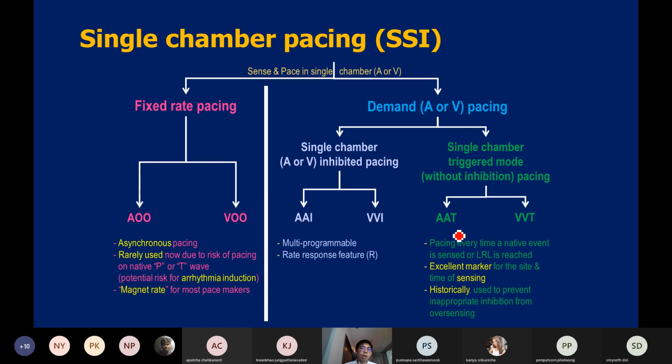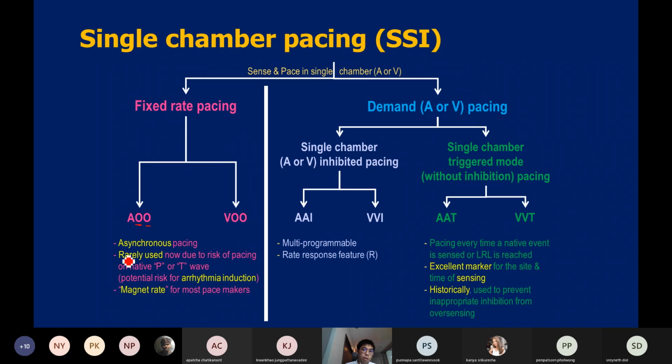So there are two types of single chamber. One that puts the lead only in the atrium is called AOO, and another one that puts it in the ventricle is called VOO. It's OO because you don't need sensing, since you want only a fixed rate. If you don't have sensing, you don't have a response to sensing. So it is OO. It is asynchronous pacing because you don't see any intrinsic, you just pace as you want.